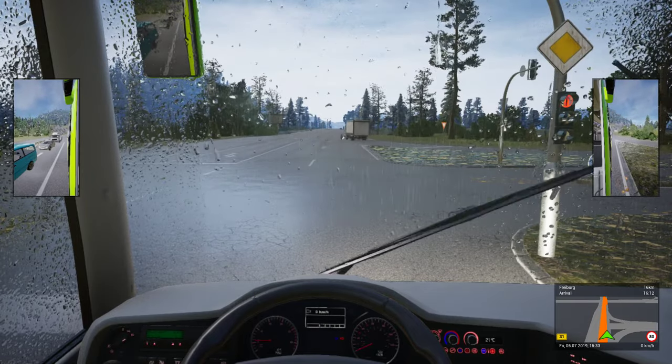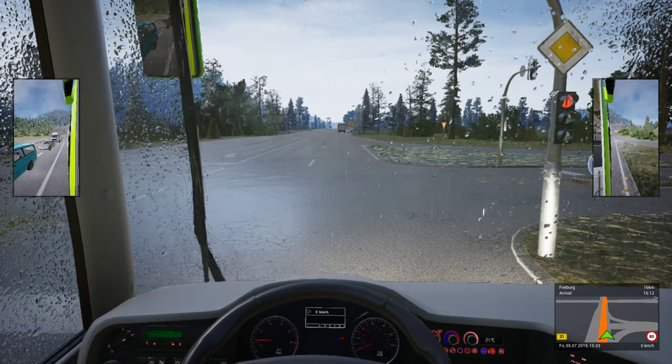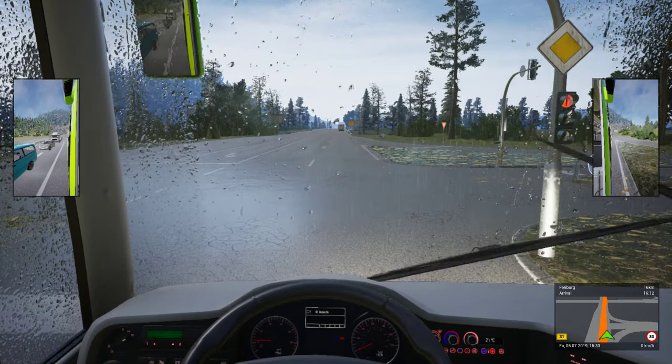What have we got? 16 kilometres. We're near enough there. And we're up for like 45 minutes still. So we're going to be on time.